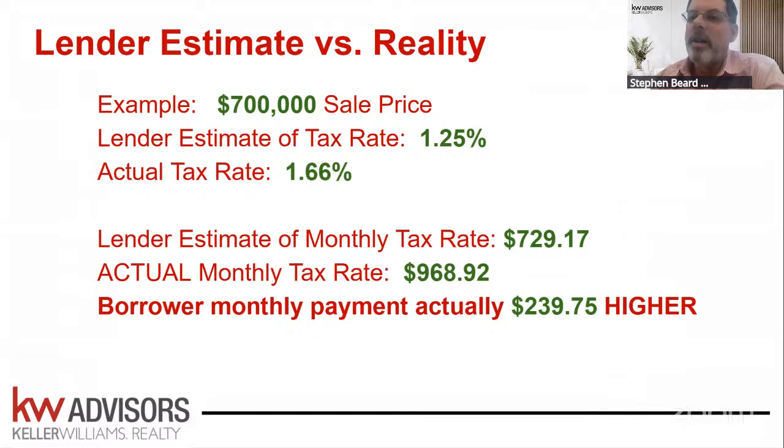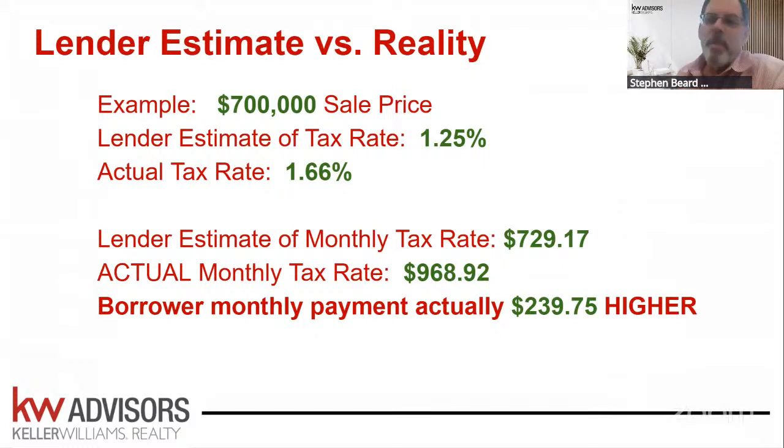So the lender estimate is 1.25. The actual rate is 1.6, which is higher than 1.25. That's right. So can you repeat, please? If the lender estimates 1.25, when they figure out how much your borrower can borrow, they're going to have a figure for the tax. The borrower is only going to have to pay $729.17 a month. But you've already calculated it based on the reality that it's actually going to cost closer to $970 a month.